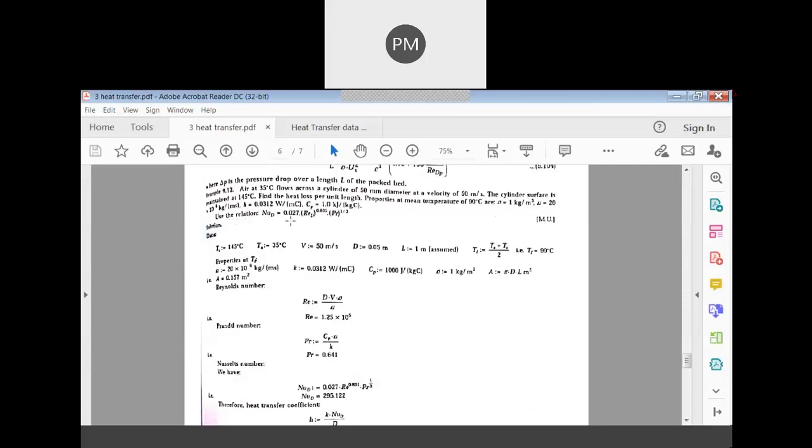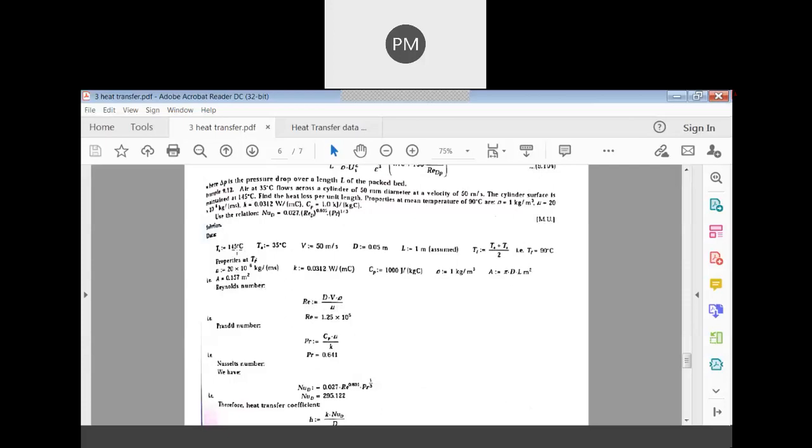Use the relation Nusselt number is equal to 0.027 Reynolds number to the power of 0.8 and Prandtl number to the power of 1 by 3. So in this problem, properties have been given, as well as they have told the correlation also. Just we have to substitute the properties and get the value. You know that Reynolds number is given by rho Vd by mu.